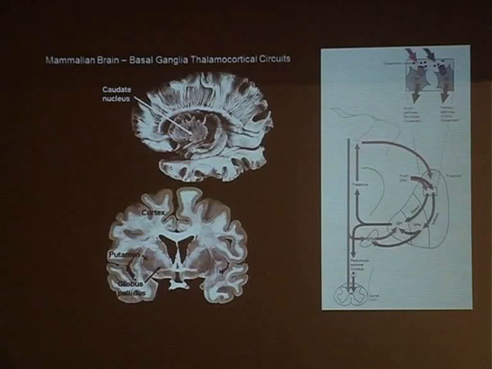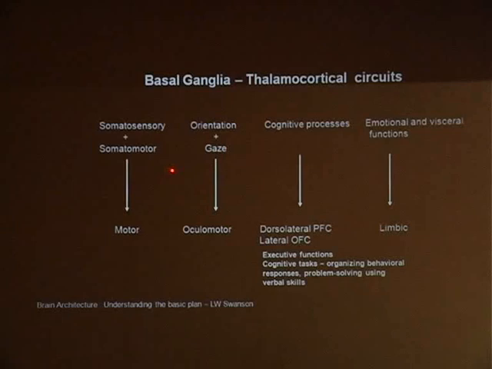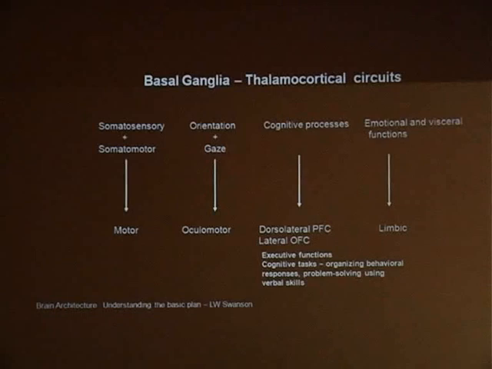But in fact, the basal ganglia, these loops are not only restricted to motor functions. So we have many such parallel loops in the brain. There are some which are important for orientation and gaze. So each one will start in the basal ganglia, go to the thalamus, and then to the cortex and back again, and there are connections back and forth.